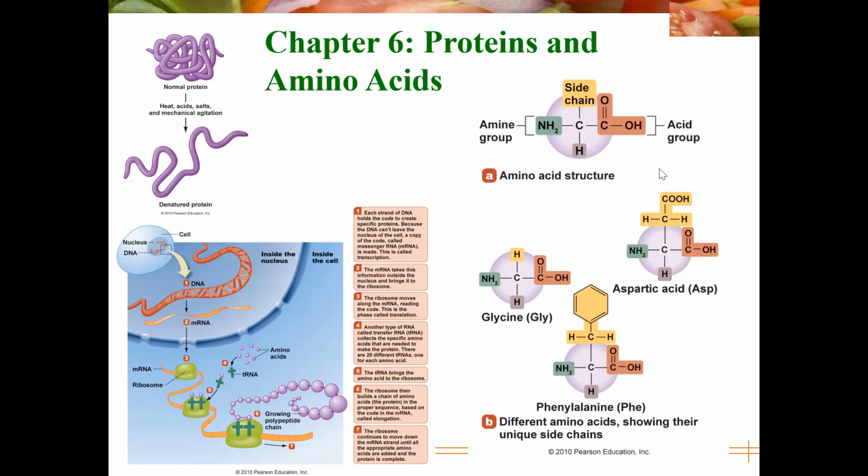So in the case of this amino acid, aspartic acid, you will see that the side chain is made up of COOH. So this is the side chain here, and the side chain for the glycine is hydrogen, and then the phenylalanine, the side chain is the aromatic compound. So this is how one amino acid varies from another.